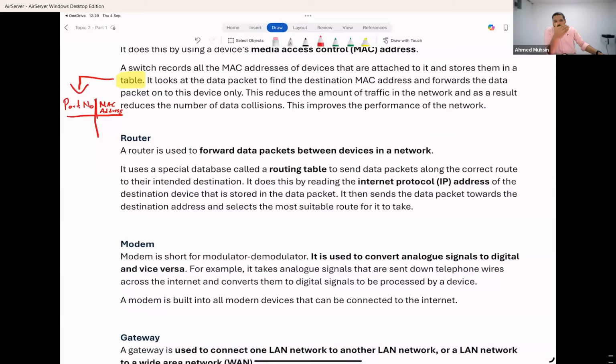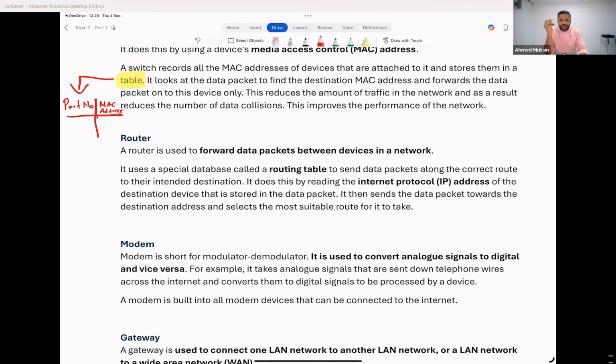Now, guys, I don't think any of you have a hub at home. I don't think any of you have a switch also at home. But all of you have a router at home, isn't it? So what's so special about a router? Let's see. Can you guys read it? A router is used to forward data packets between devices in a network. Sounds very similar to a switch. So what's so special about it?